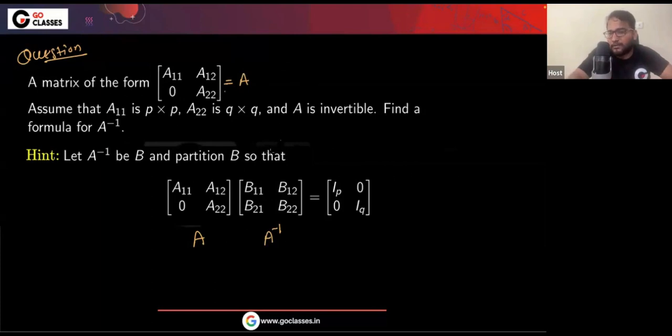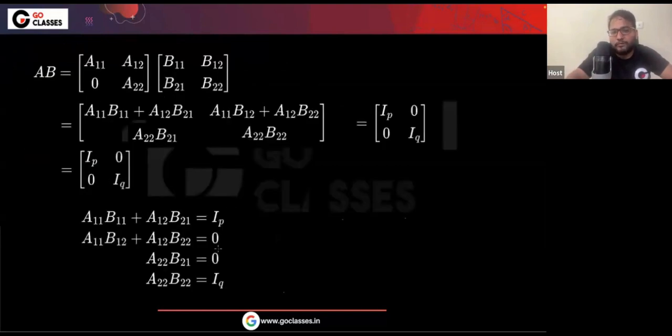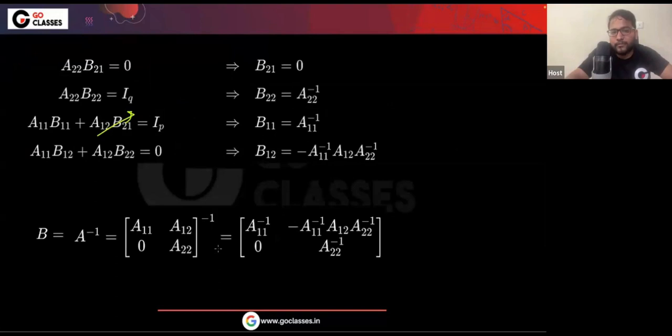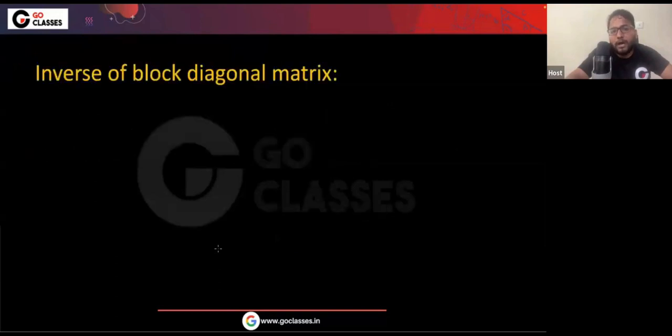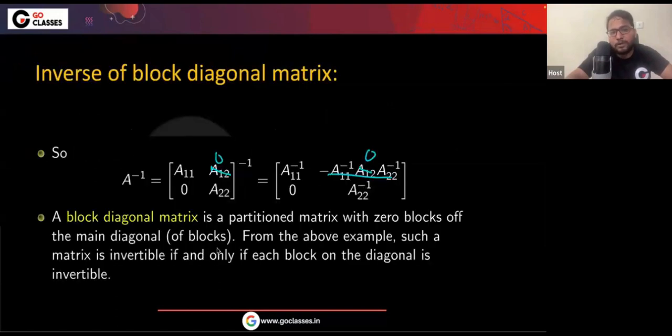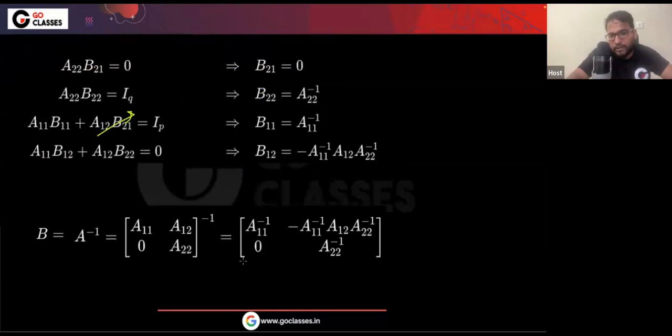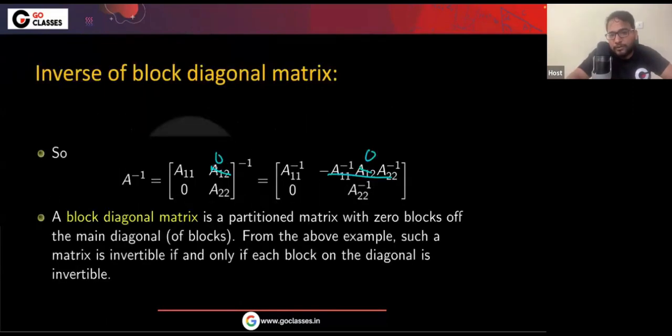You multiply something like this. Let's call it A inverse. Then it should be the identity block matrix, and then you can find all of these values very easily, right? Now, whatever we have found, suppose this A12 is 0, which means it is a block diagonal matrix only. If you put this A12 as 0, then this will be just 0. So if it is a diagonal matrix, then there is a special case.